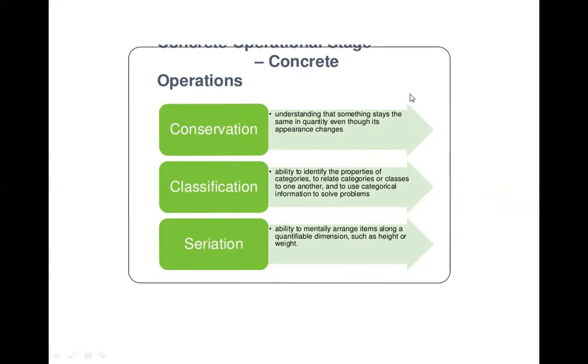So classification, here the children can learn to classify things. Means they know where this word will fit. So who picks the odd ones, they do classification, any problem categories, they are very well aware of the classification. Seriation, here the children know about height, weight and all things very well, meaning their series concrete development is developed very well.